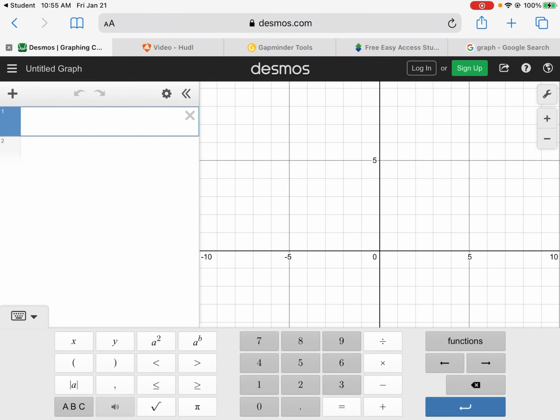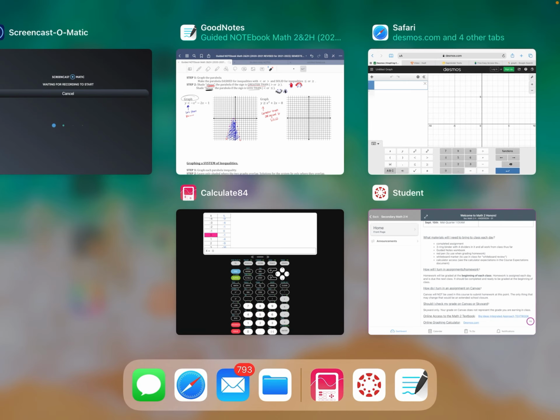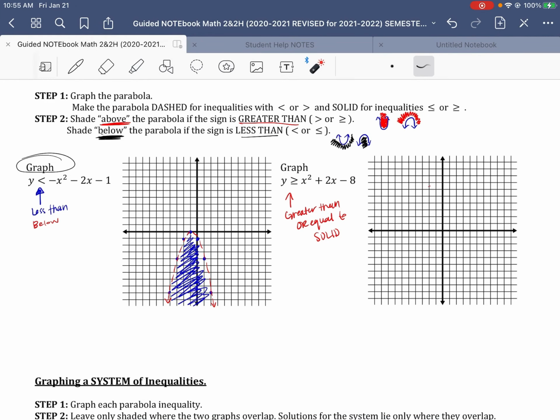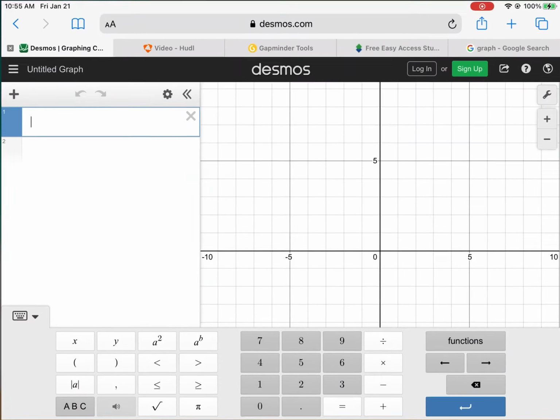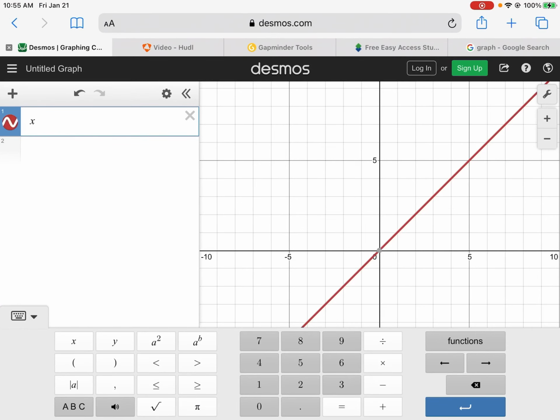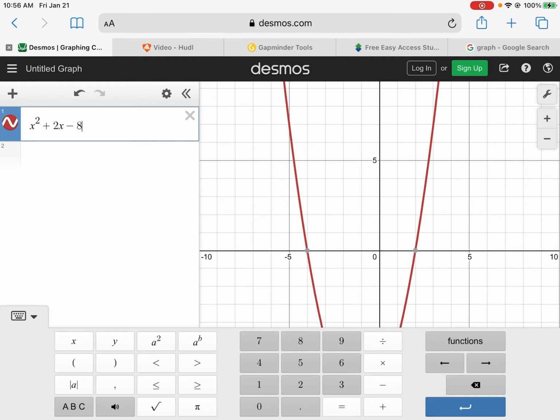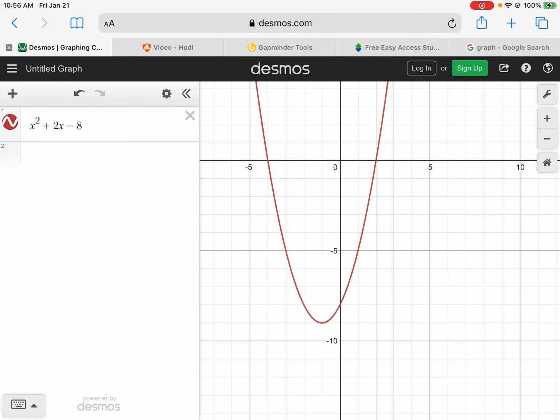So I'm going to come back here because I forgot what it was. x squared plus 2x minus 8. So I could put in x squared plus 2x minus 8. Again, Desmos is pretty good at helping you find the vertex. So you could plot that point, (-1, -9), (0, -8), (2, 0), and (-4, 0). So those would all be points that you could plot on your graph pretty easily.